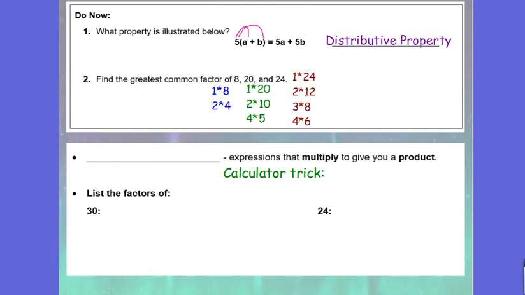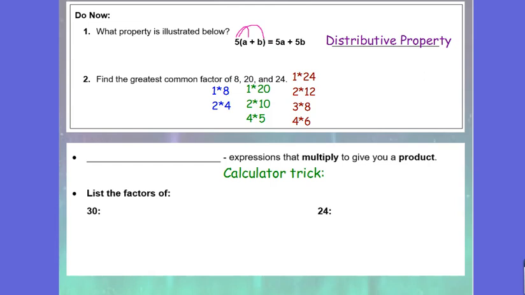All right, you can see that I have listed my factors of 8. I like to list them in pairs, 1 times 8 and 2 times 4. And then my factors of 20, 1 times 20, 2 times 10, 4 times 5, and the factors of 24, again as pairs. We are looking for their greatest common factor.